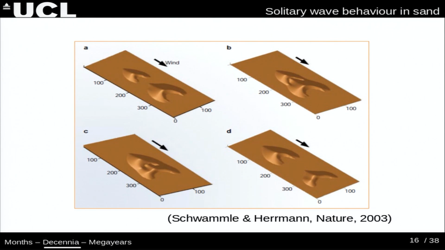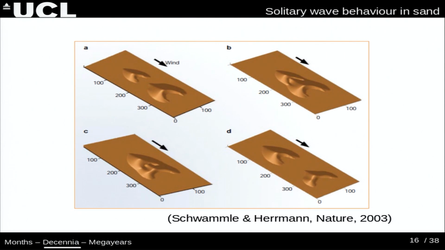In 2003, Veit Schwämmle and Hans Herrmann of the University of Stuttgart, and now in Zurich, published a controversial numerical, so a computer model prediction. A prediction that said that when two barchan dunes, two crescentic dunes collide, which they can do because small dunes move faster than large dunes and inevitably catch up with large dunes, the small dune can appear to travel through the large dune as if it were a solitary wave, like a water wave.